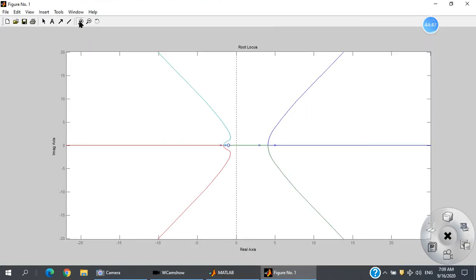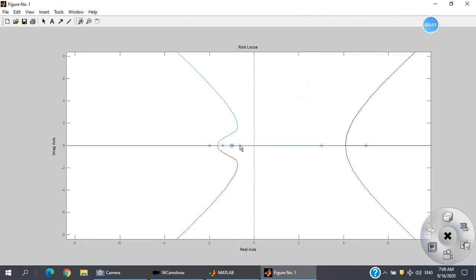Make it large in the middle. Okay, we have 4 poles and 1 zero. These two branches go up and down, and this red one goes to negative infinity. They are for the positive case, right? And this one is for negative k. This is also for the negative case.